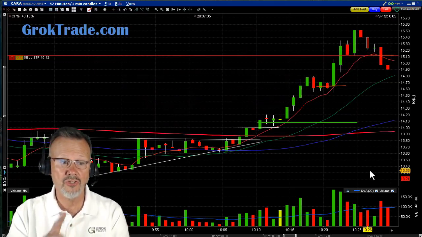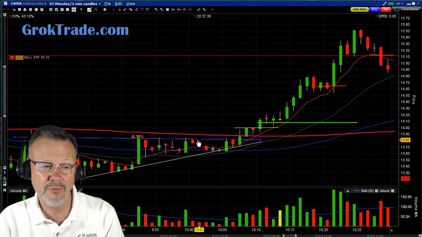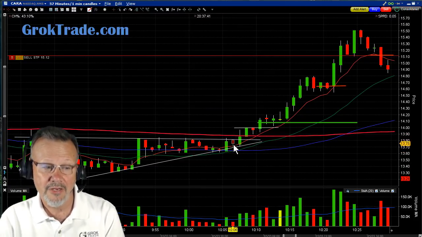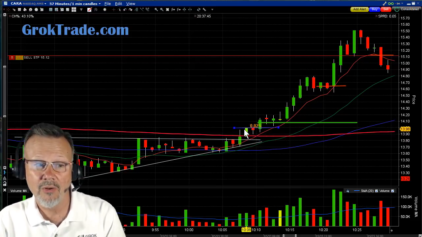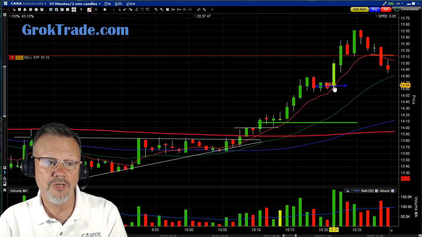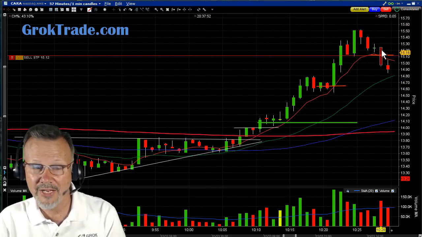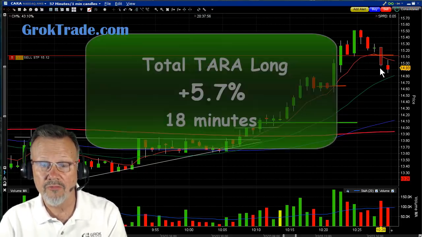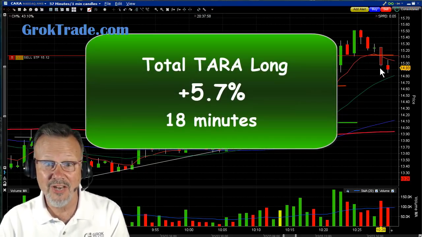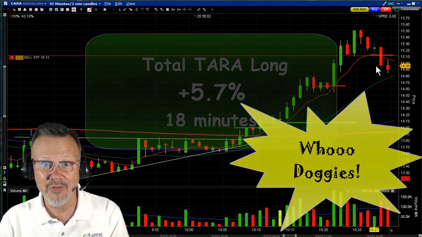So let's take a look at this overall trade. We were in a symmetrical triangle, and when it broke out and then above the even dollar amount, I went ahead and went long. When it stalled up here at the 14.60 area, I went ahead and got out half. When it shot up and pulled back hard and stopped me out, it was a total trade of 5.7% in 18 minutes. Whoo, doggies, I love it when that happens.